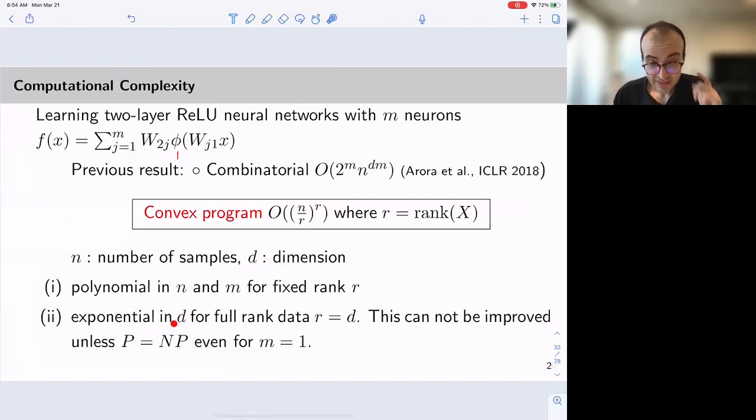But the complexity is worst case exponential in D because this rank can be full, the rank can be D. And turns out this cannot be improved unless P is equal to NP, even if you're fitting just one neuron. It has to be exponential in D. So we are not breaking down complexity theory, but we are actually improving the results exponentially. And we can actually solve these convex programs in practice.